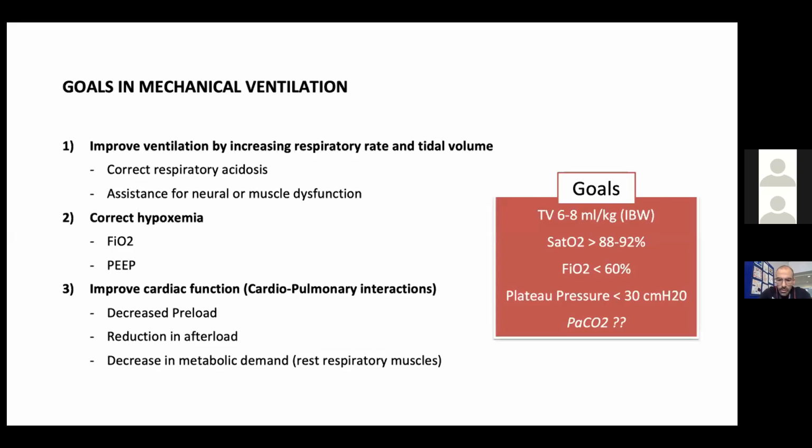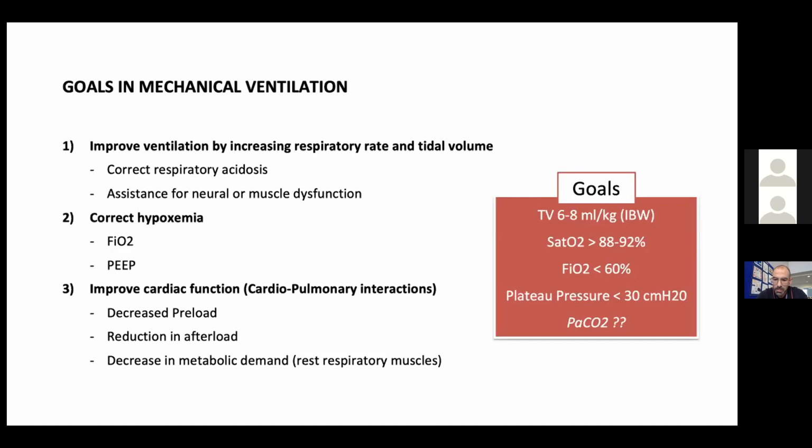So this is what we want to achieve. We want to achieve tidal volume 6 to 8 ml per kilo of ideal body weight, and I will talk about where this 6 to 8 ml per kilo is coming from. We want to achieve saturation above 88 or 92% in most children, unless there is any specific condition that contraindicates higher saturation. We want to make sure that we are ventilating children using as little oxygen as possible, so ideally less than 60% oxygen.